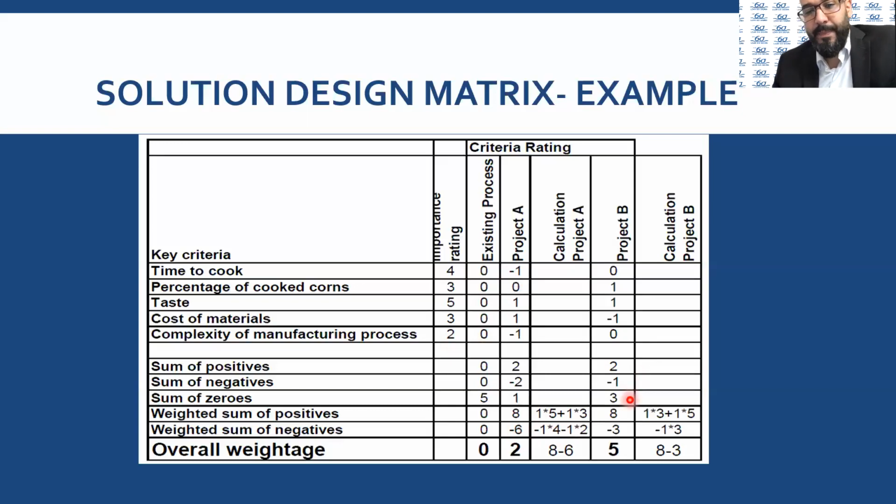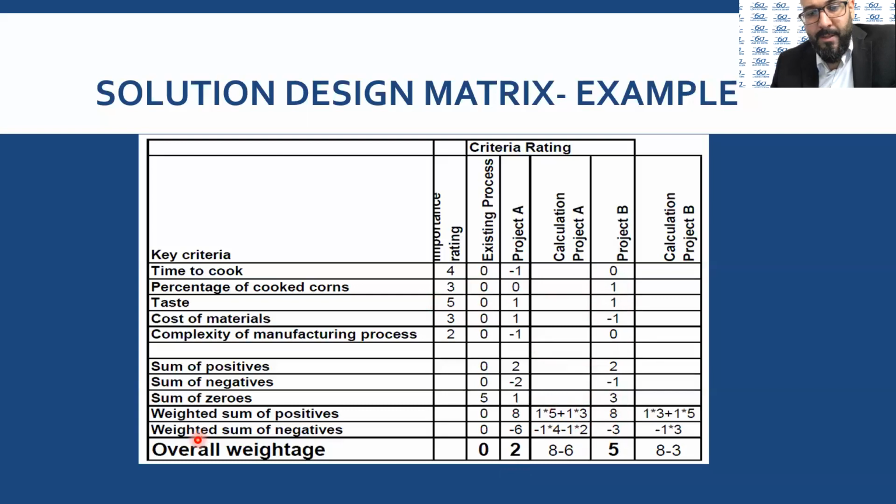For alternative B, we have 2 positives, 1 negative, 3 zeros. So if you notice the 0, it's not going to impact anything. The 0 is not going to impact the total weighted. 1 times 3 plus 1 times 5, that would be 8. For the negative, we have minus 1 times 3, that would be only the one we have in here. So that would be minus 3.